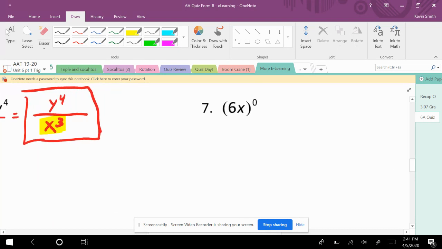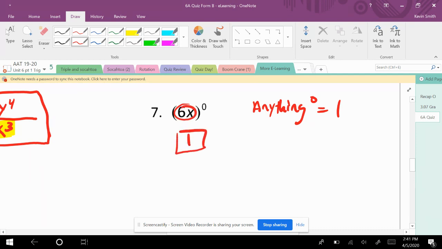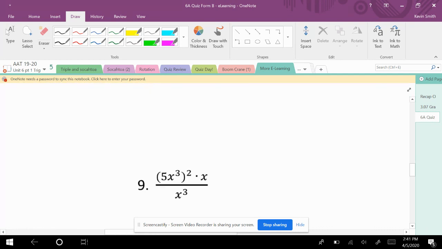Oh, love number 7. What is almost anything raised to the 0th power? It is going to be 1. This whole thing raised to the 0th power is just 1.